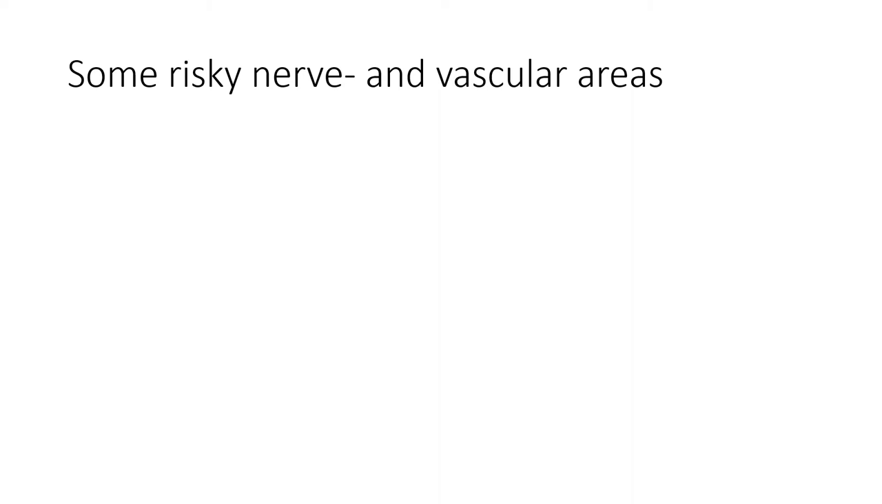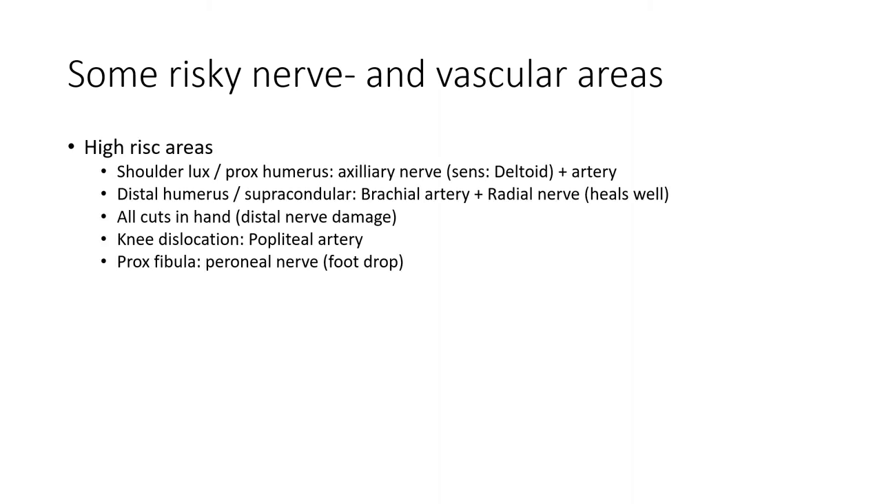Okay, going on to the vasculature. So there are also nerves. There are some high risk areas for nerve and vascular injury, and one of them is shoulder injuries, like proximal humerus fractures or shoulder dislocations. The axillary nerve and artery are at high risk of being injured there. So it's really important to test. There's a high probability of this happening, I think it's like 5 to 40% for the axillary nerve in anterior shoulder dislocations. So it's important to test it before the reduction.